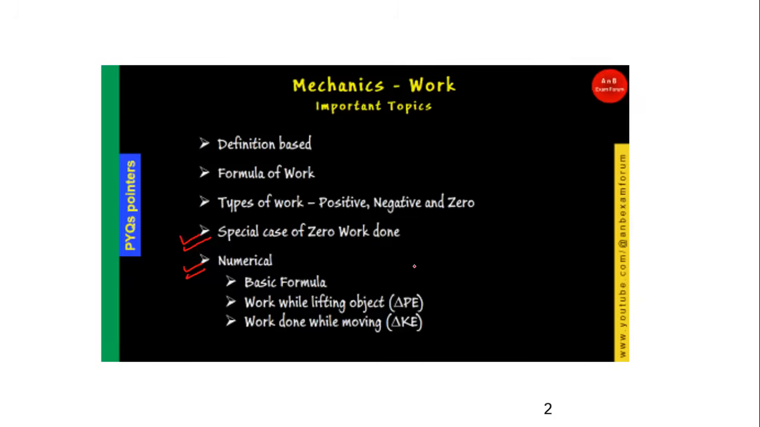and how work is calculated while lifting the object and when the object is moved. That is delta P, where P is potential energy, and delta KE, where KE is kinetic energy. So when work is done while lifting the object and work done while moving the object, all such concepts you should be very thorough.